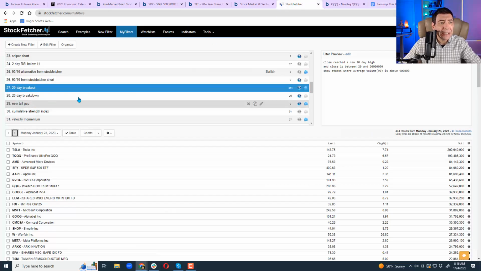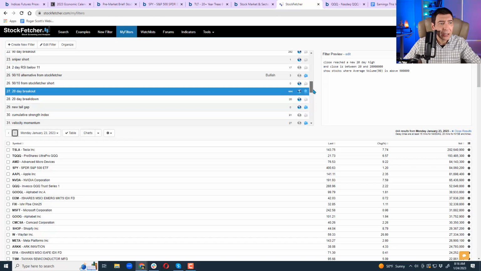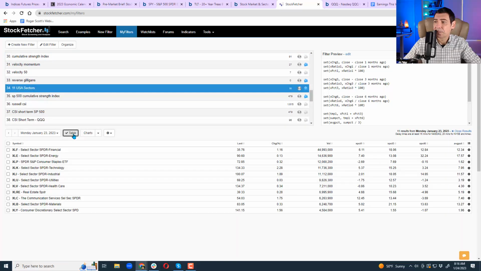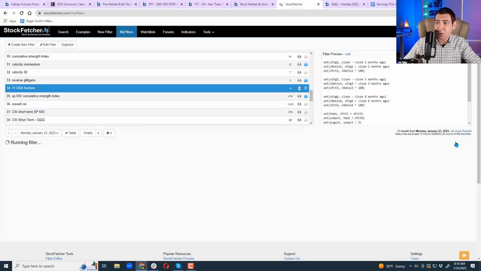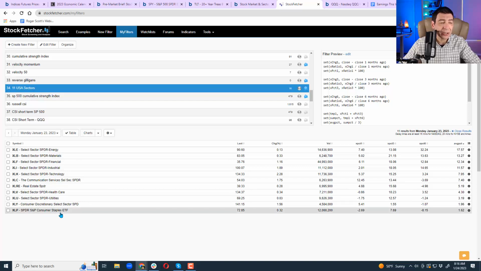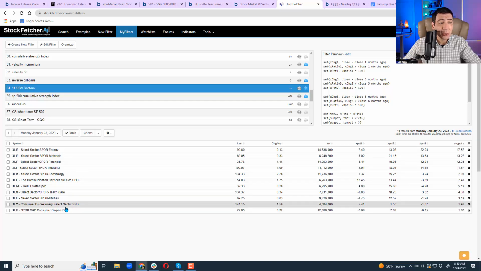Now, as far as individual sectors are concerned, let me just go to individual sectors. And then I'll get into the strongest stock, weakest stock. So the strongest sector right now is energy. Energy, energy, energy. And the weakest sectors are consumer staples and consumer discretionary.